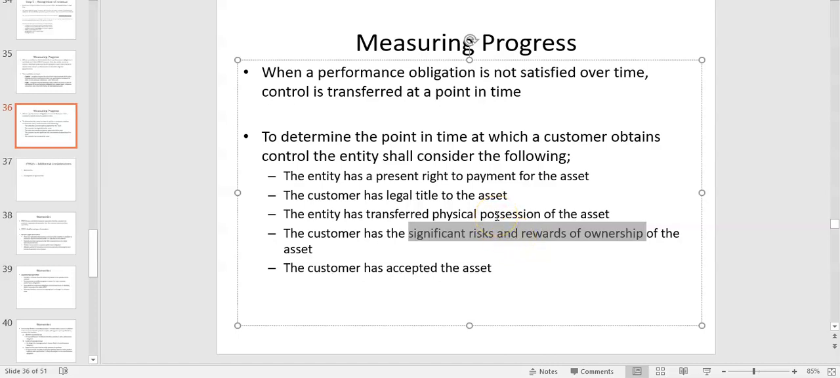When does the legal title of the goods transfer? When does the present right to payment transfer? When is the physical possession? When is the actual delivery transferred? And when are the significant risks of ownership, such as theft, the risk of it being damaged, the risk of it going obsolete? When does that transfer to the customer? When all of those, or the majority of them, happen, then you know you can recognize the revenue from that product sale.